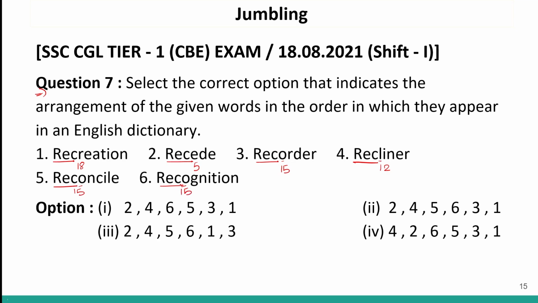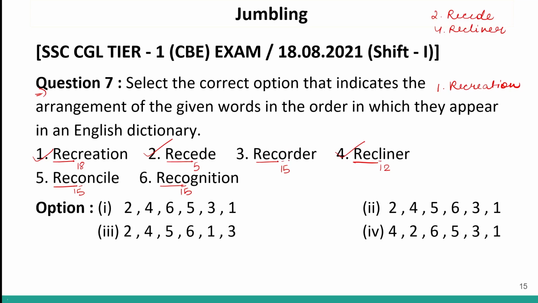So I know for a fact that the first word will be recede. Correct? And after that we'll get recliner. Correct? And the last one will be recreation. So this will be last. Now I have to check between recorder, reconcile, and recognition.